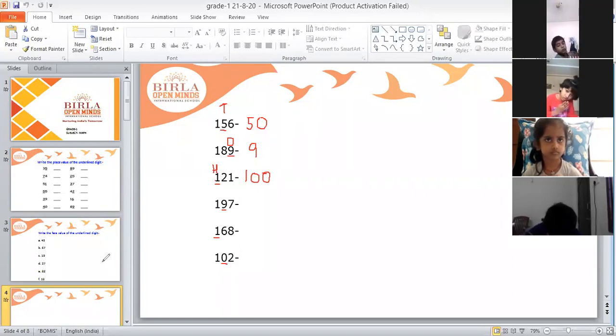Sai Joshit, you tell me next one. Your underlined number is 9 in number 197. So tell me what is the place value of 9? 9. Only 9. We will not put any zero. 0. How many? 1. Yeah, we will put only 1 zero. So answer is 90.